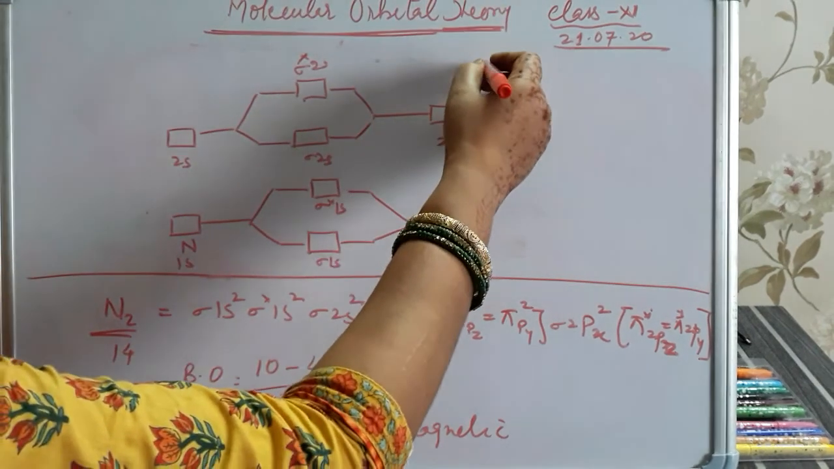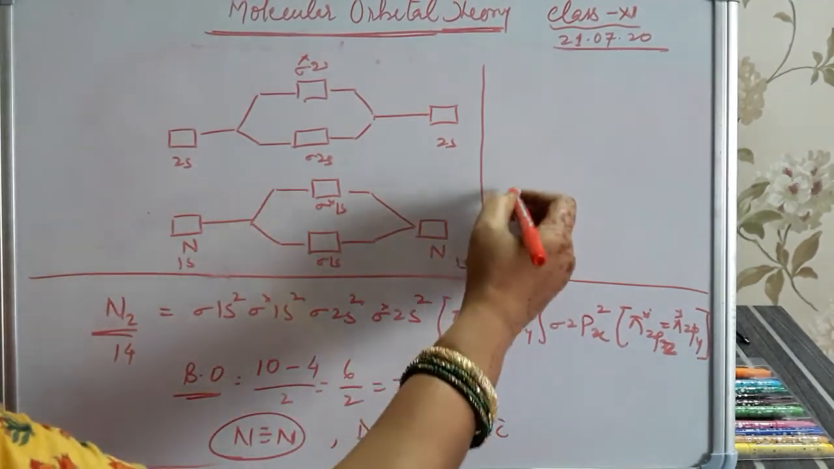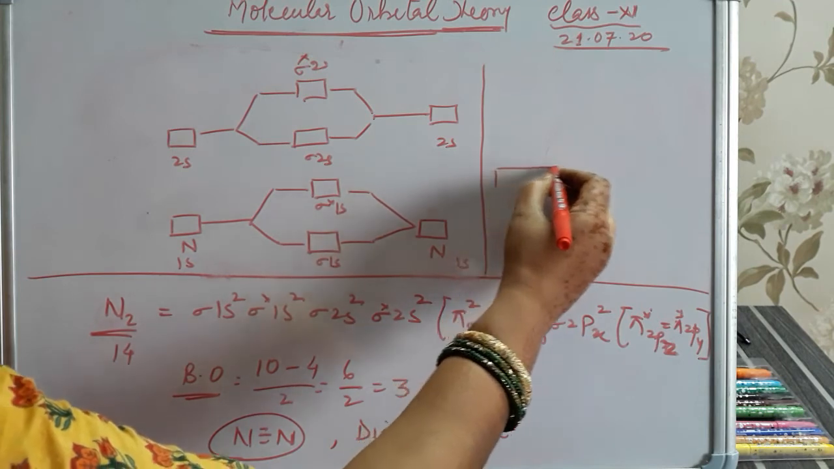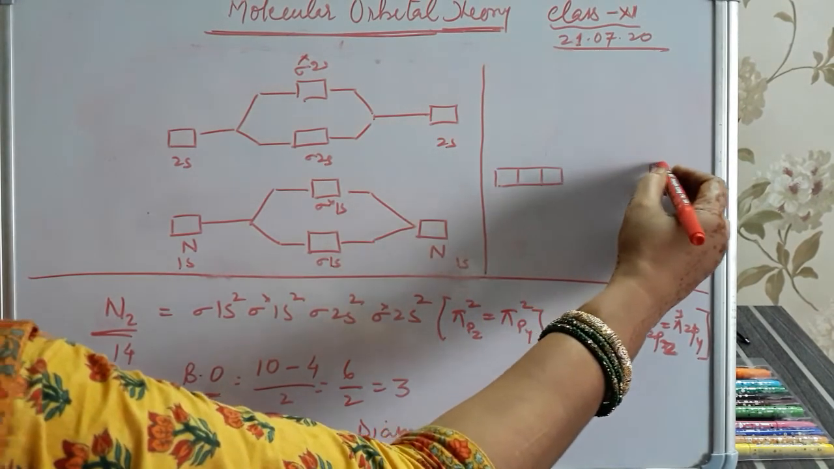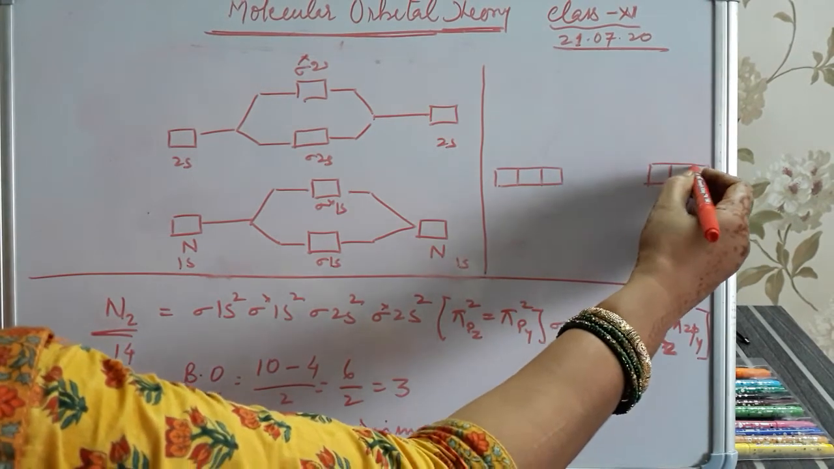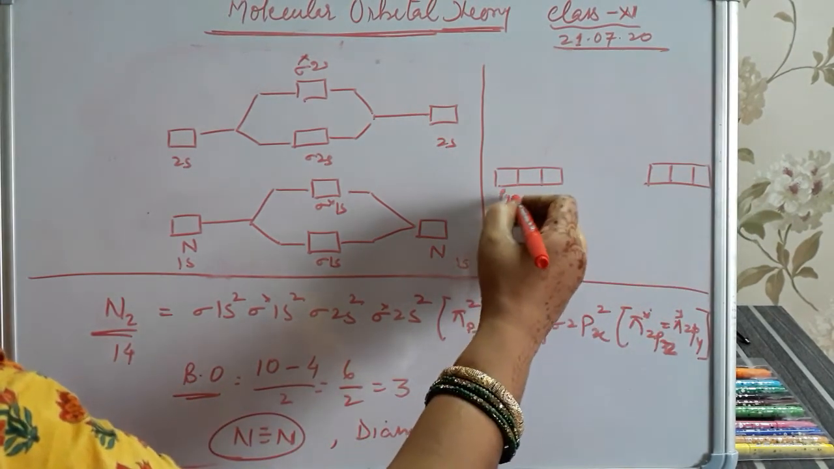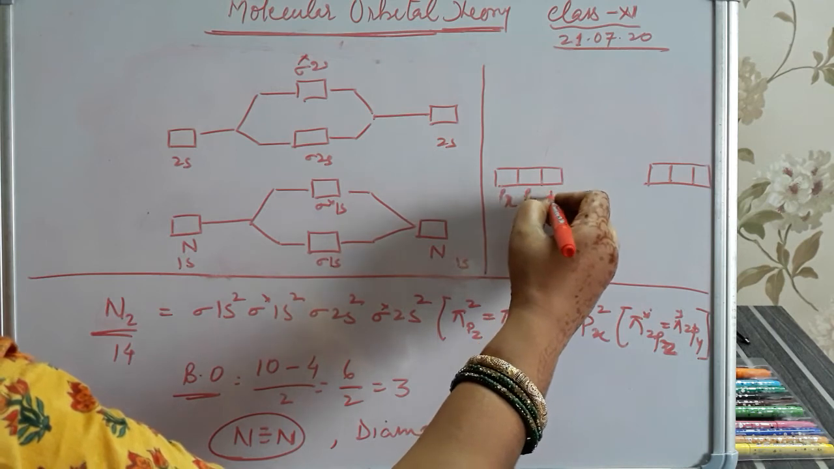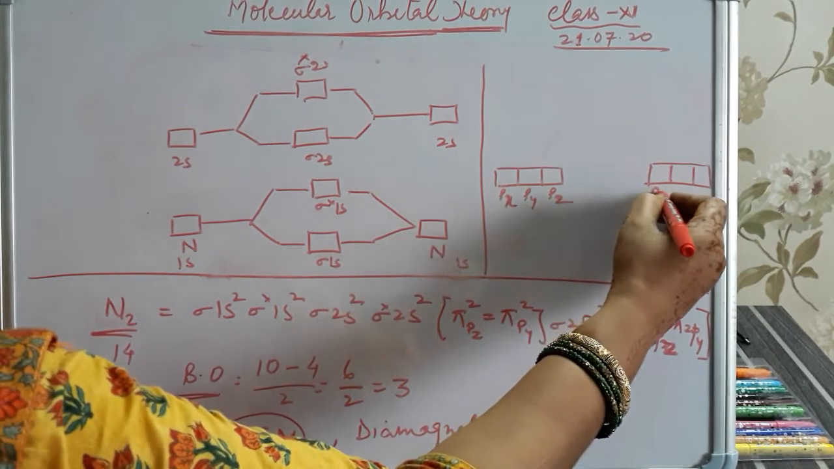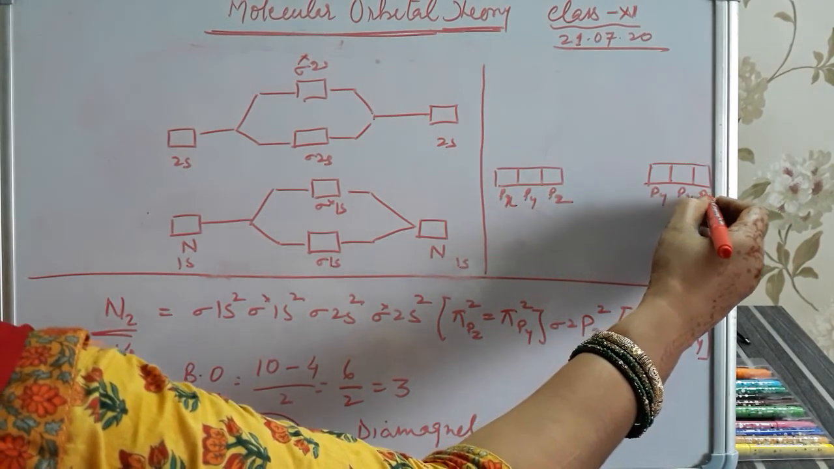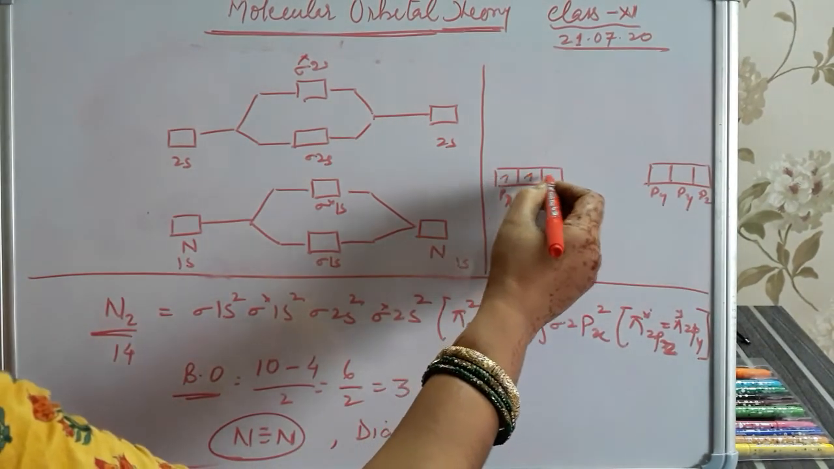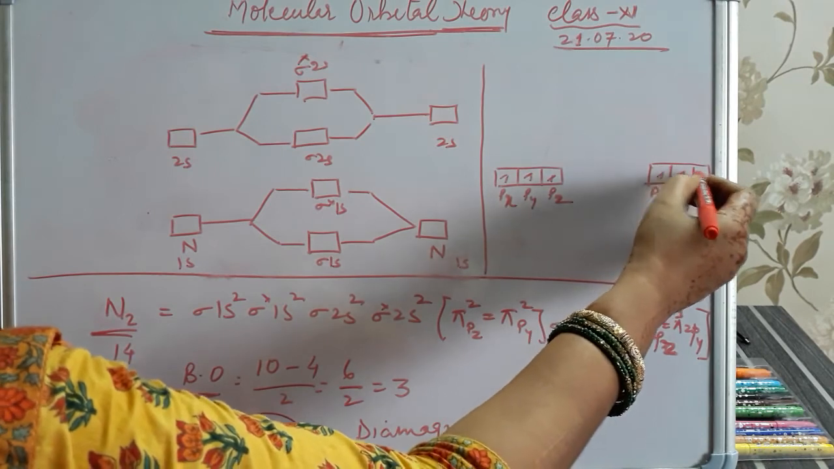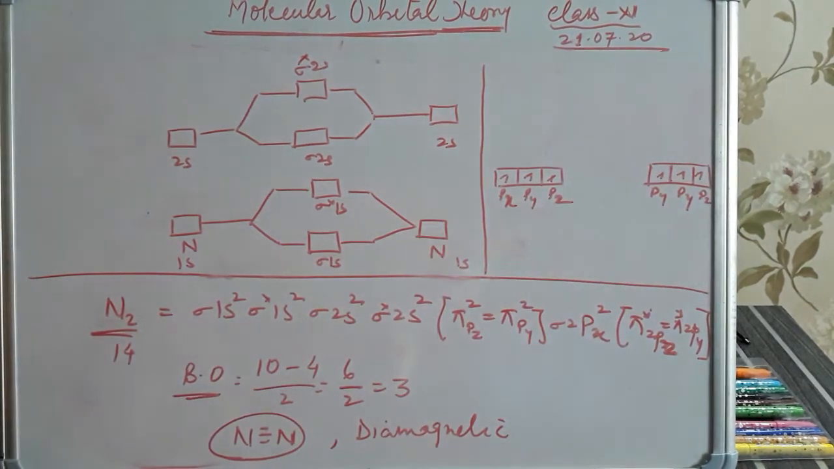After this we will draw like this for P: Px, Py and Pz, Px, Py and Pz, and each contains 1 electron. So formation of bonding and anti-bonding takes place.